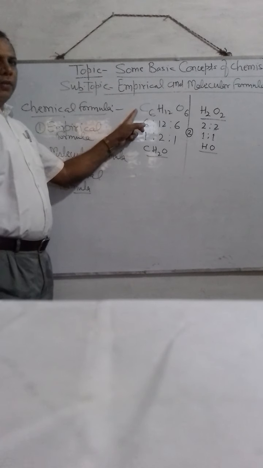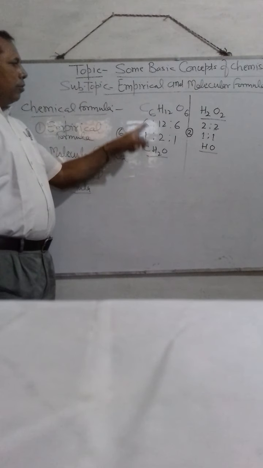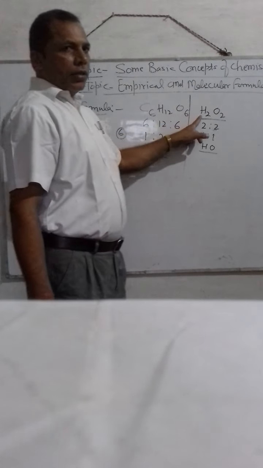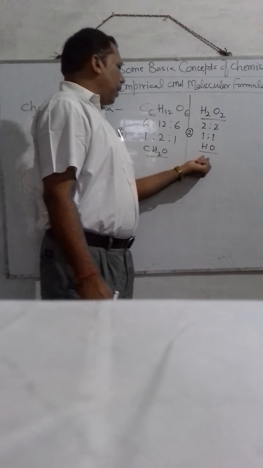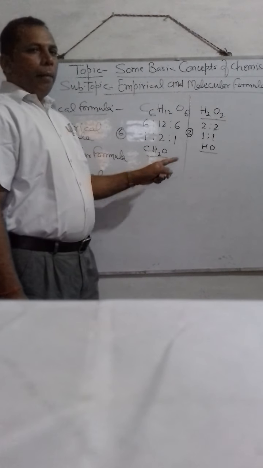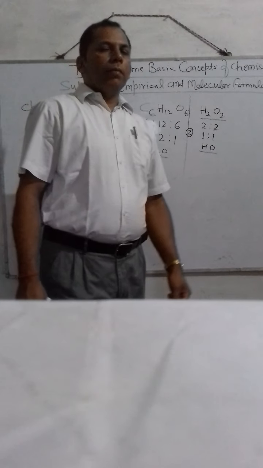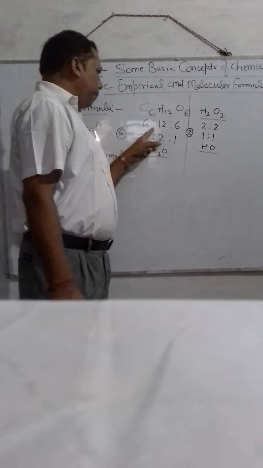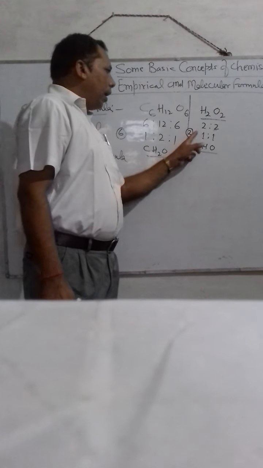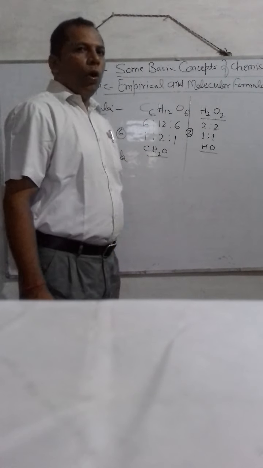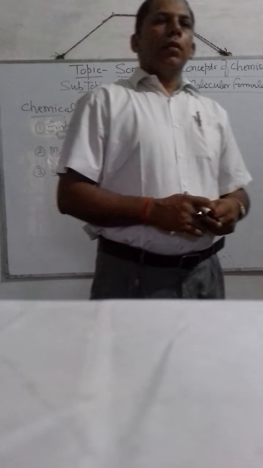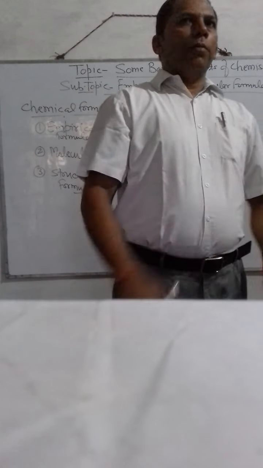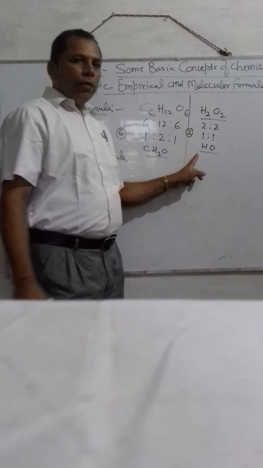How you have to express it, how it can be written: they show their chemical formulas, and you have to find the empirical formula by taking out the common factor or multiplying factor. Then you will get the simplest whole number ratio, and the simplest whole number ratio will show the empirical formula of the compound.